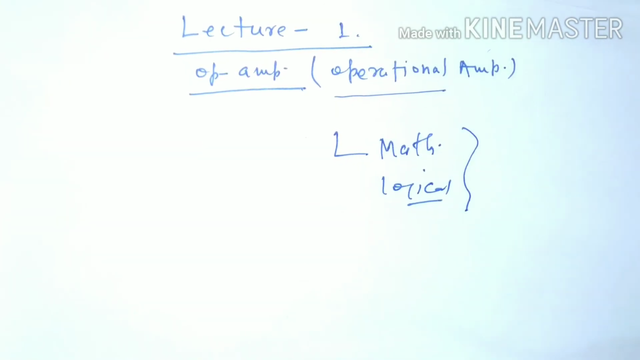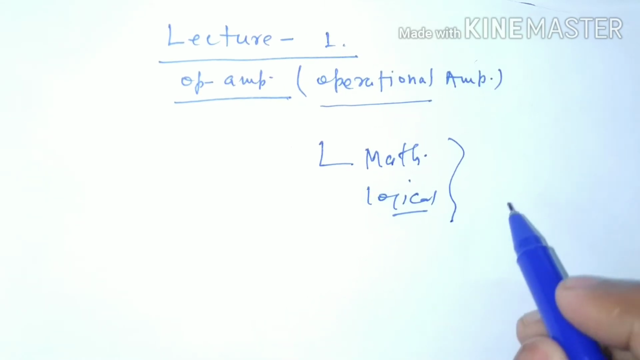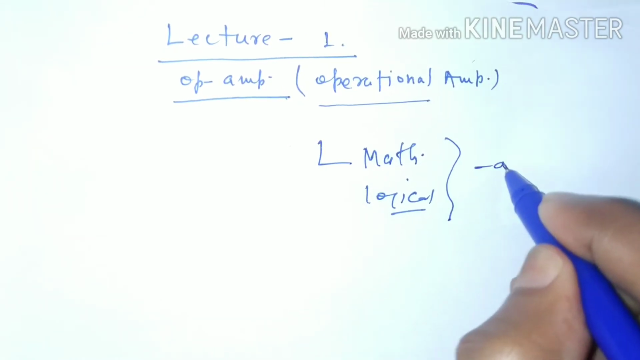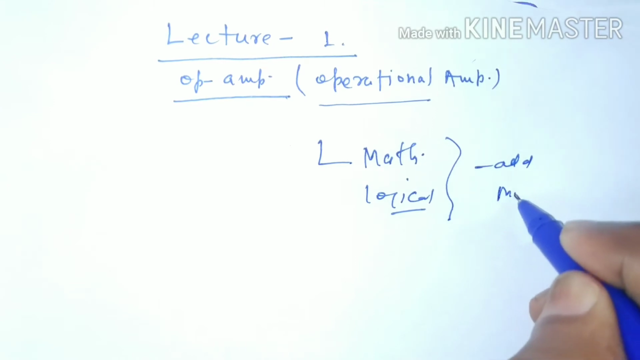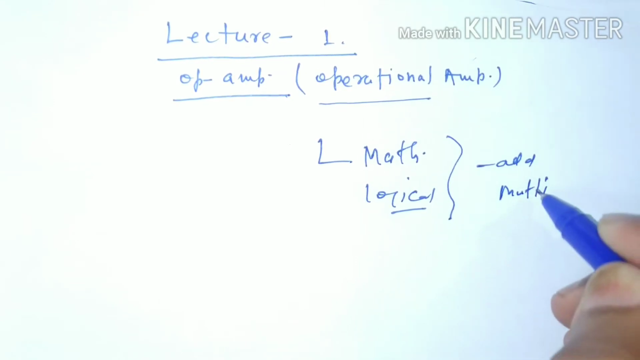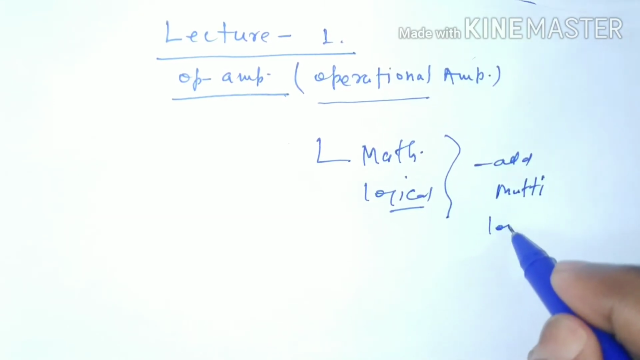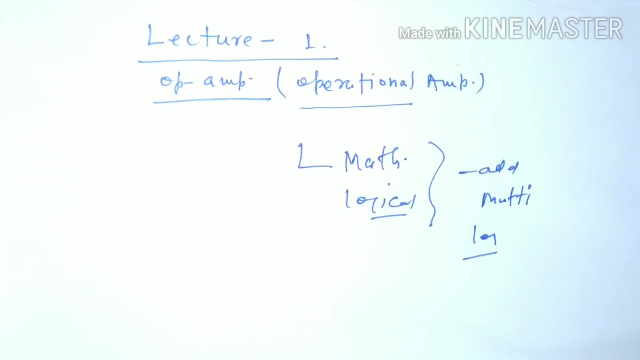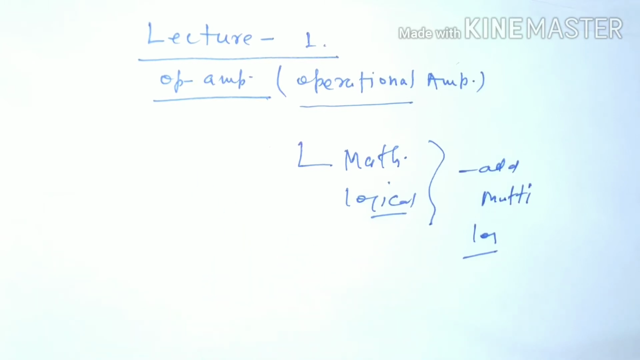What is a mathematical operation? If we want to add some signals, if we want to multiply some signals, if we want to take the logarithm of a signal, or if we want to integrate or differentiate any signal, then we have to use an operational amplifier.